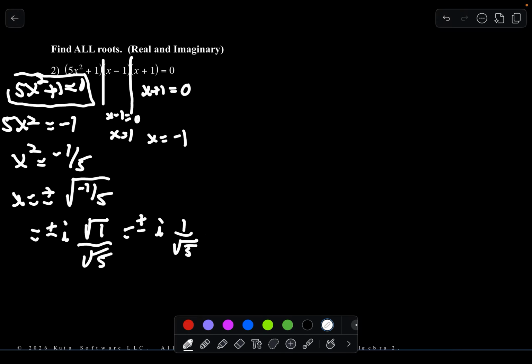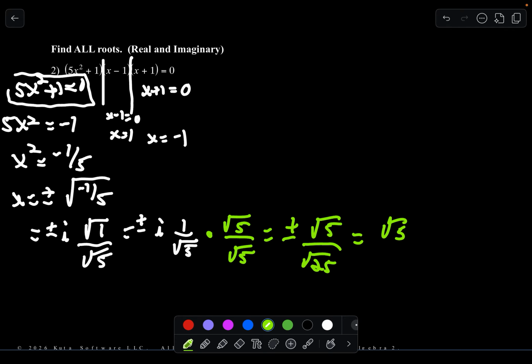Is what it's called. This is how you would divide radicals. You just multiply top and bottom by the square root of 5. Notice when we do that, this becomes plus or minus 1 times the square root of 5, which is the square root of 5 over the square root of 25, which happens to be the square root of 5 over 5. And what I forgot was the i. So there you go. It's plus or minus.